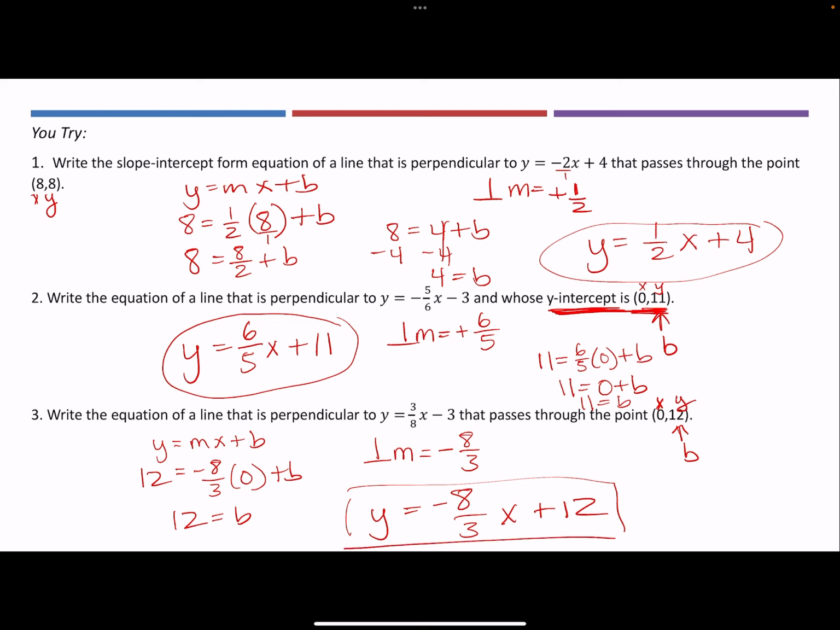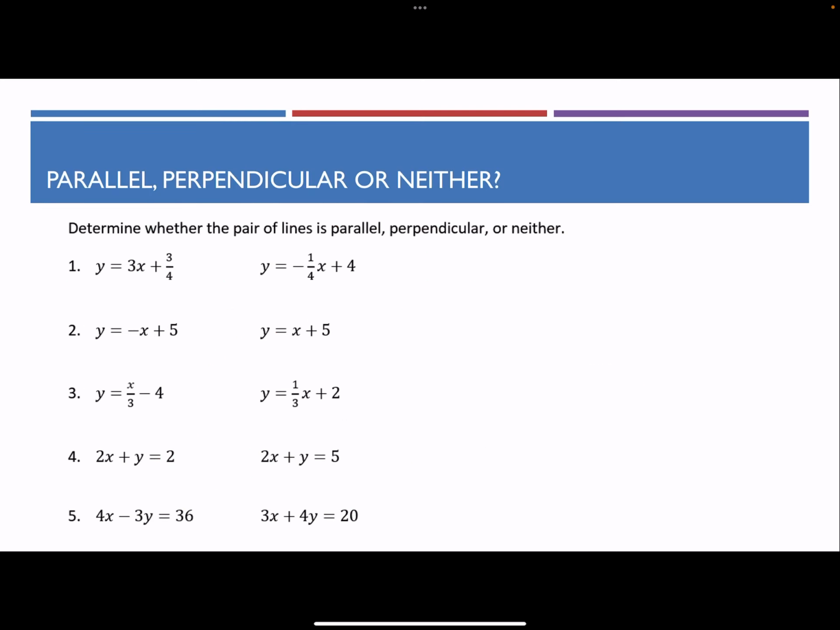All right, so you have a bunch more you try problems, and kind of like what we did with parallel lines, sometimes your equations given are going to be in y equals mx plus b form, and sometimes you're going to have to take a minute and solve it for y to come up with the slope, and then find the opposite reciprocal. All right, so pause the video here, work on those you try problems, and then I want you to come back because we're going to do the last couple together.